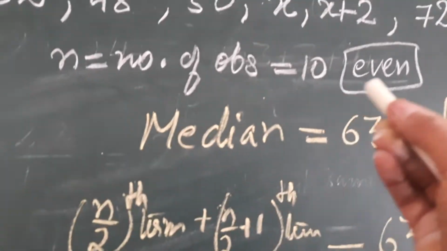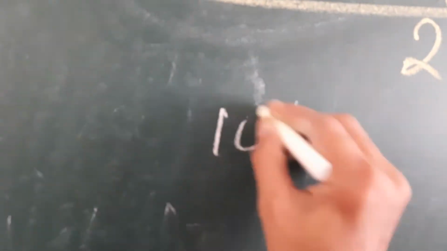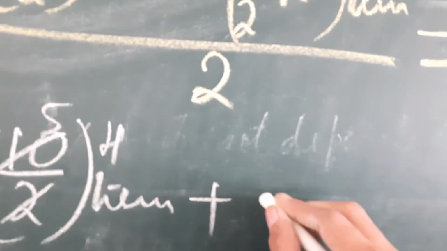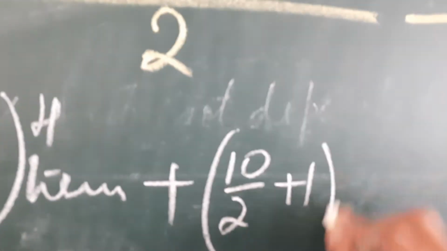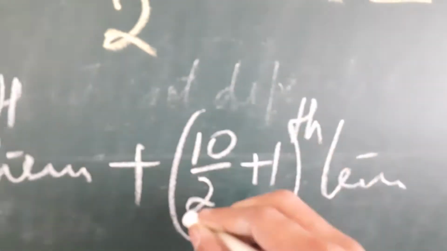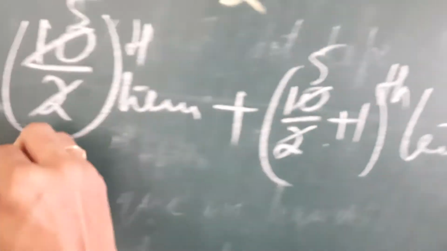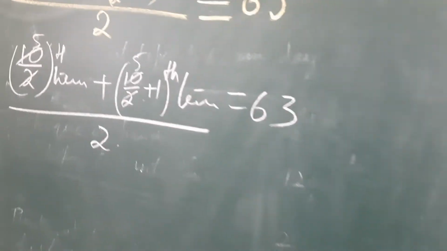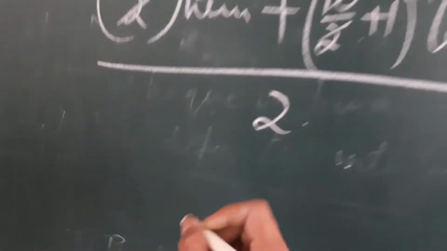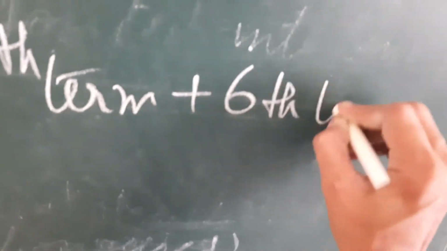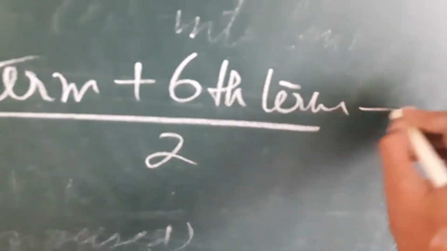So we'll write it along with this. Now n is 10. So we'll take 10. 10 by 2 means the 5th term, plus again 10 by 2 plus 1. Again, first divide, then add. Means 5 plus 1, the 6th term, divided by 2 is equal to 63. So we'll write the 5th term plus the 6th term, divided by 2, is equal to 63.